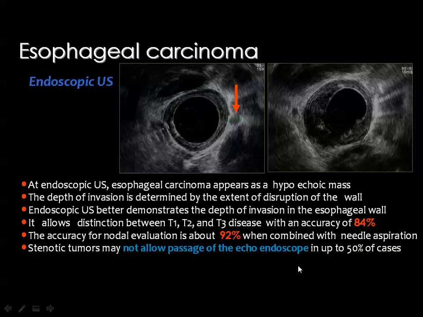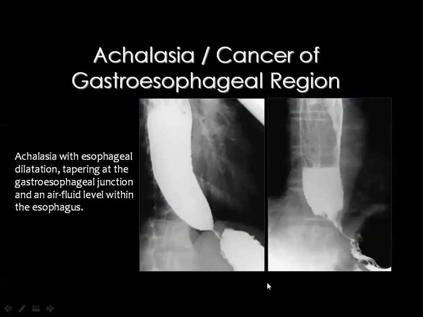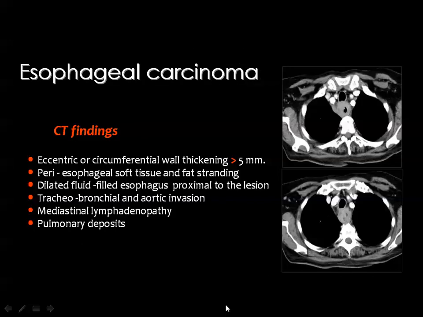We should know that sometimes the stricture secondary to malignancy may not allow the passage of the echo endoscope in a good percentage of cases. And this is what we call the pseudoachalasia. This is the achalasia. You see the tapering, smooth narrowing of the distal esophagus. But here you see the irregularity, the mucosal destruction, and the proximal shouldering, which are criteria of suspicion of malignancy. And of course, these cases warrant further evaluation by endoscope.